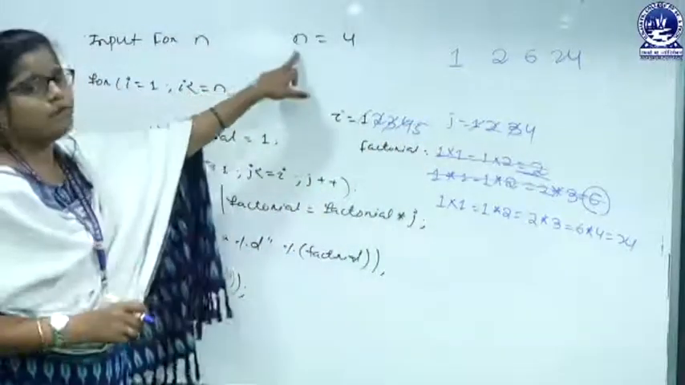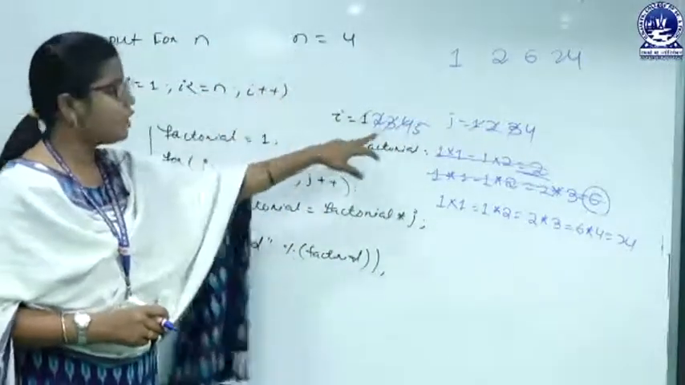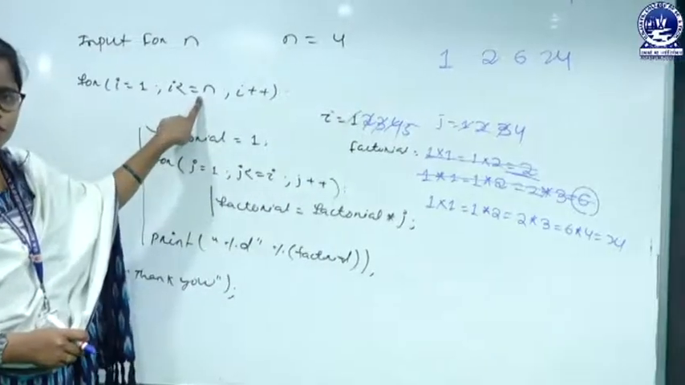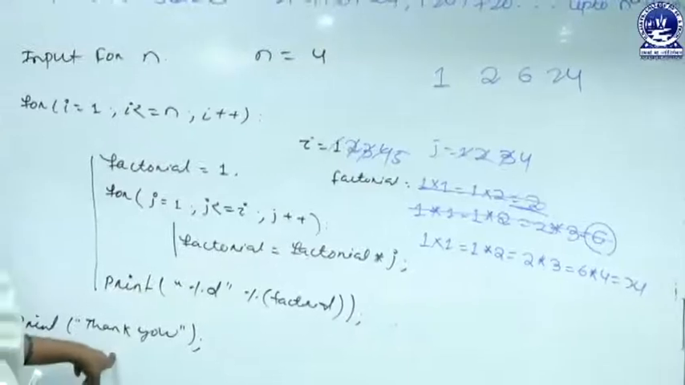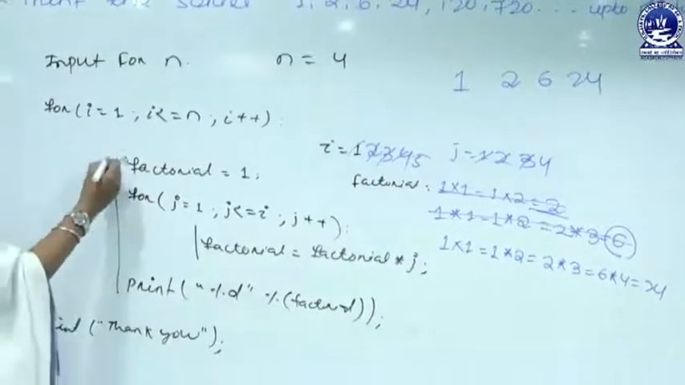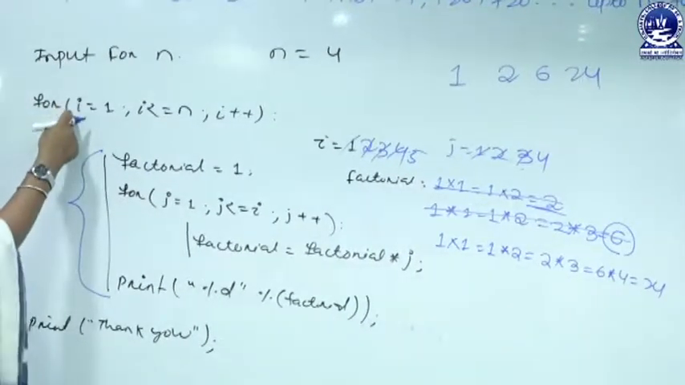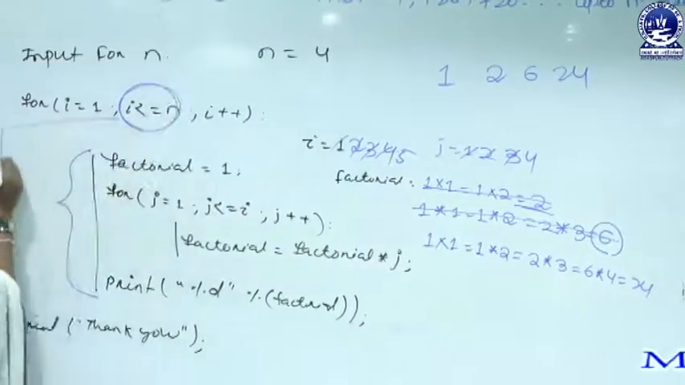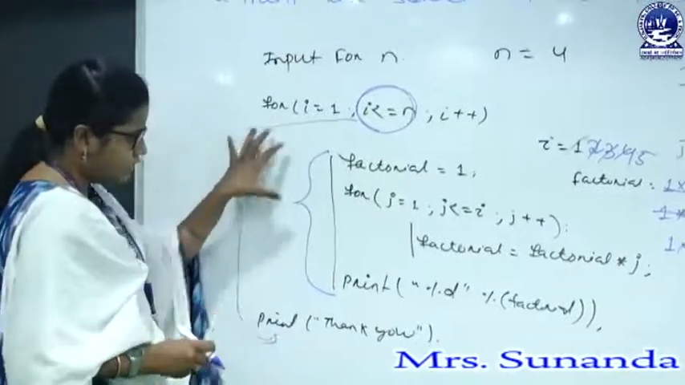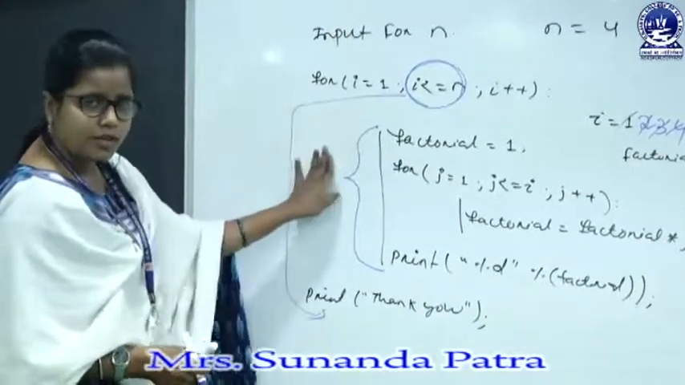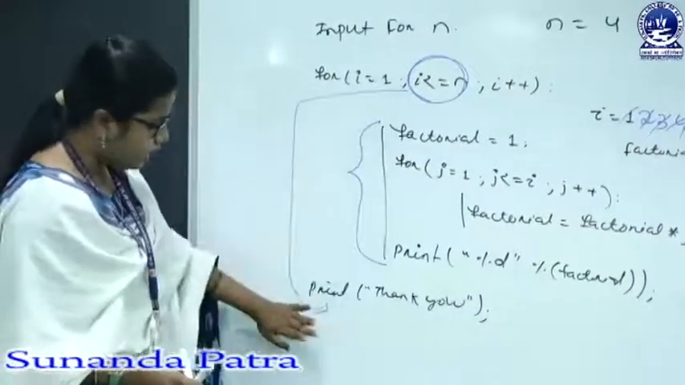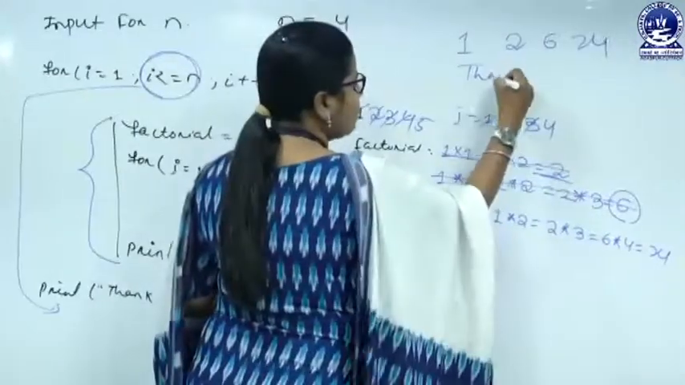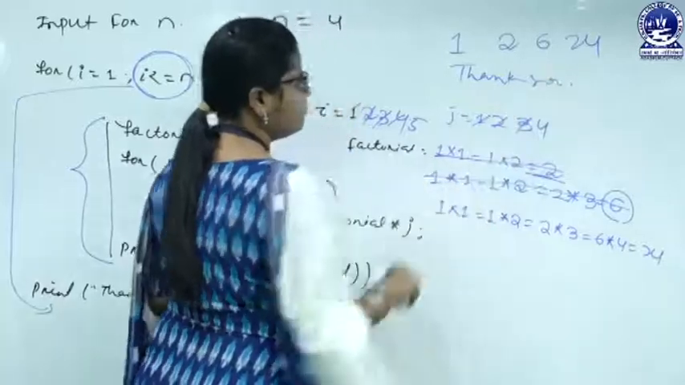Now what is the n value? 4. i value is what? 5. 5 less than or equal to 4? Condition false. Then we will go here, because this is the body of the outer for loop. Once this condition is false, then we will go out of the body. So this belongs to the body. When the condition is false, we will go here.